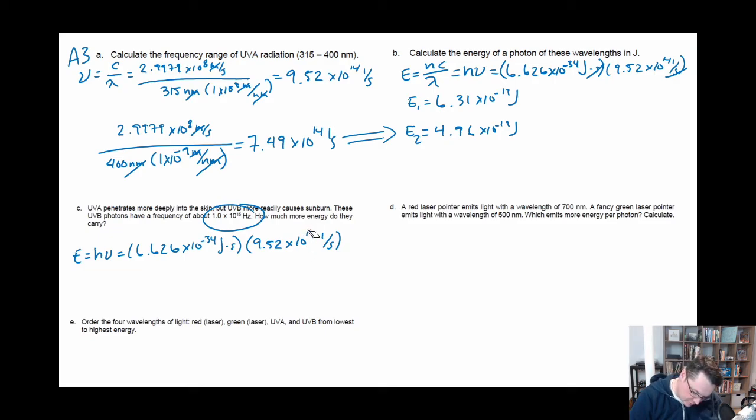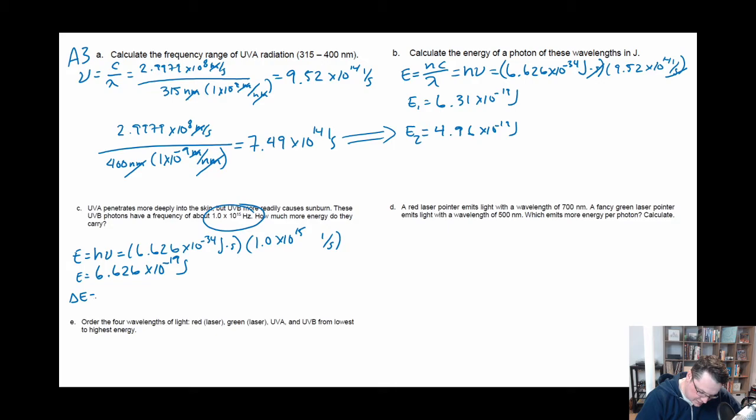Oh, wait, no, I was looking at the wrong numbers. Sorry. Times 1.0 times 10 to the 15th per second. That energy comes out to 6.626 times 10 to the negative 34 times 1 times 10 to the 15th, which is 6.626 times 10 to the negative 19 joules. So that's the low end of the UVB radiation. If we're trying to think about how much more energy they carry, we simply have to subtract the two.